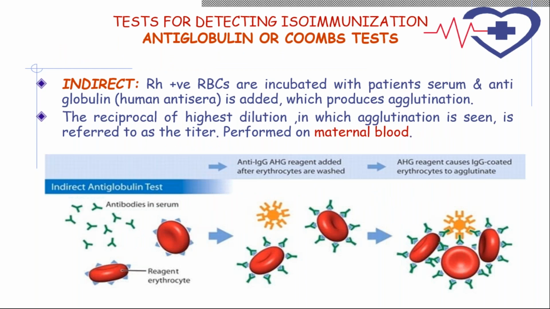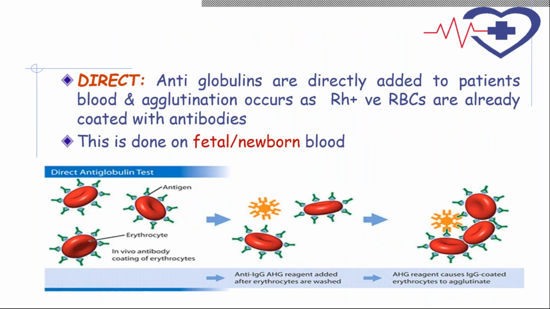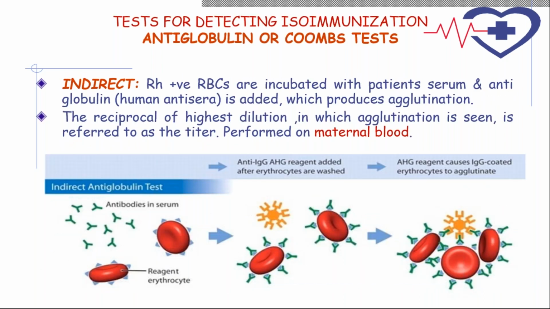So there are tests for detecting Rh immunization, and the most commonly used one is the antiglobulin or Coombs test. These are again of two types: indirect Coombs test and direct Coombs test. In indirect Coombs test, the Rh positive RBCs are incubated with patient's serum, and then antiglobulin, that is human antisera, which you can see as the yellow structure in the figure, is added, which produces agglutination.